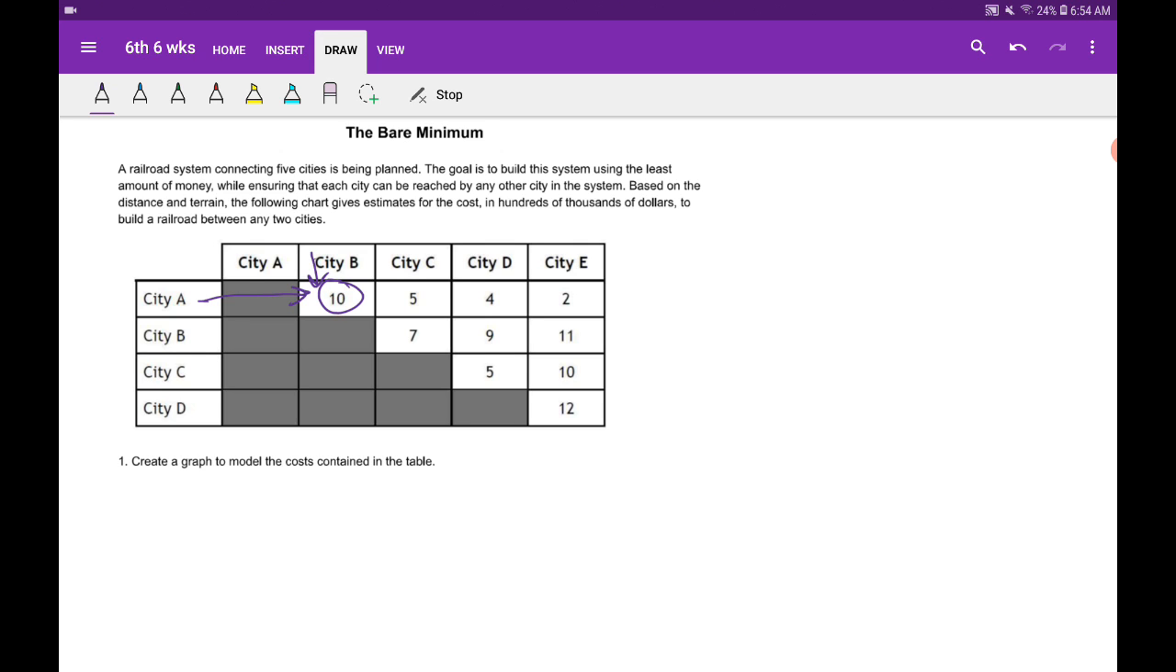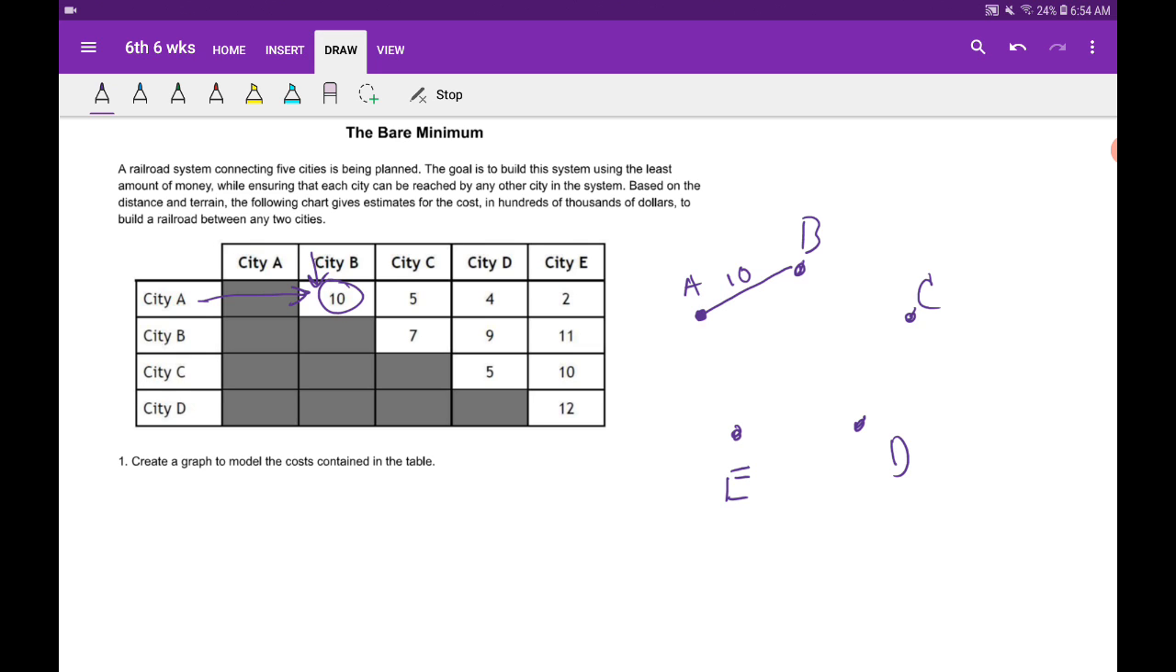So I'm going to label each city. Vertex A, let's say B, C, we'll just keep going around, D and E. And I'm going to make an edge representing the rail line. So from A to B, and then put its weight, 10, hundreds of thousands of dollars, which is $1,000,000.